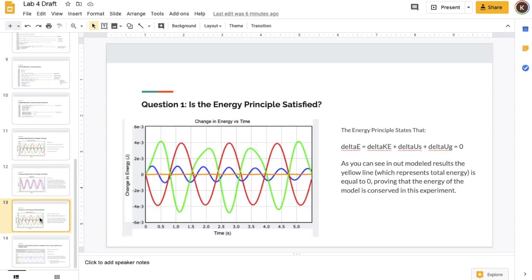So to answer question 1, is the energy principle satisfied? As you can see here, the energy principle states that the change in energy is equal to delta KE plus delta Us plus delta Ug. And as you can see, with the yellow line, which equals delta E, it is 0, which means that it is correct.